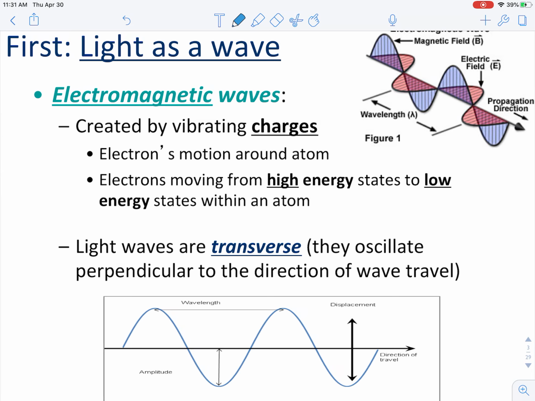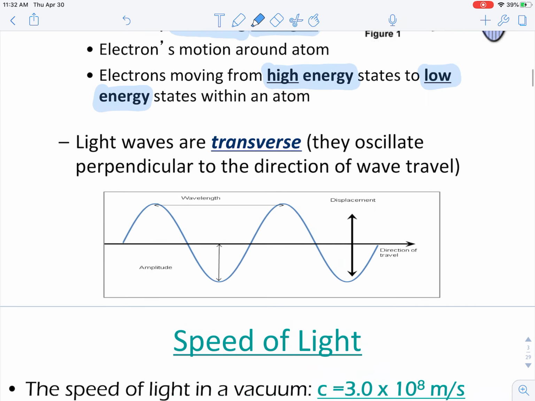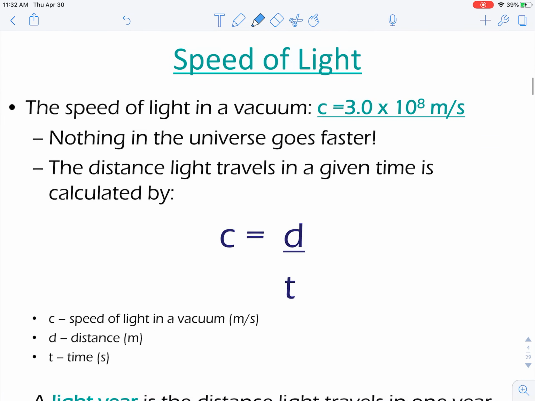So now that we know all of this, let's go through a few of the basic things about light. So light is a wave, and it's still created through vibrations of some sort, but specifically it's vibrating charges. And maybe you remember from chemistry that electrons can move from a high energy to low energy state that causes them to release energy. That can be released in the form of light. That is how light is created. Light is transverse. We already talked about that.